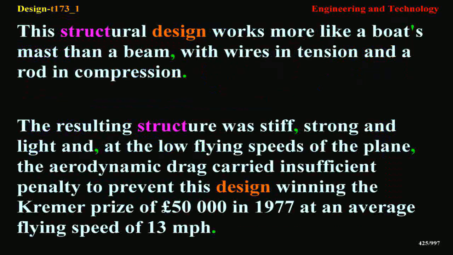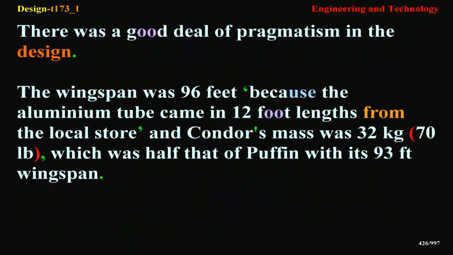This structural design works more like a boat's mast than a beam, with wires in tension and a rod in compression. The resulting structure was stiff, strong and light and, at the low flying speeds of the plane, the aerodynamic drag carried insufficient penalty to prevent this design winning the Kremer Prize in 1977 at an average flying speed of 13 mph. There was a good deal of pragmatism in the design. The wingspan was 96 feet because the aluminum tube came in 12-foot lengths from the local store, and Condor's mass was 32 kilograms (70 pounds), which was half that of Puffin with its 93 feet wingspan.